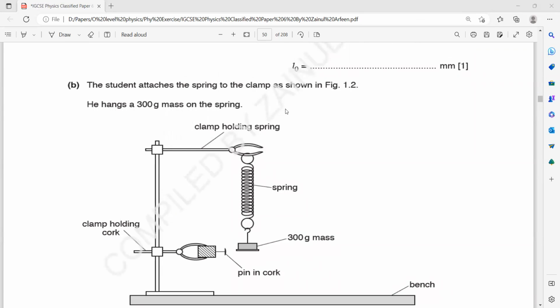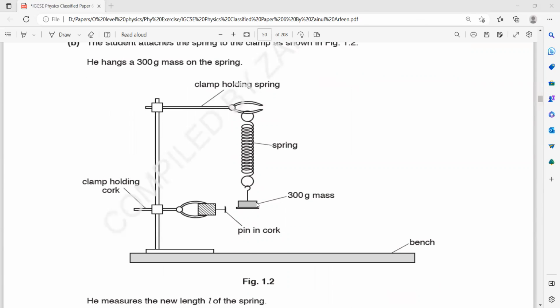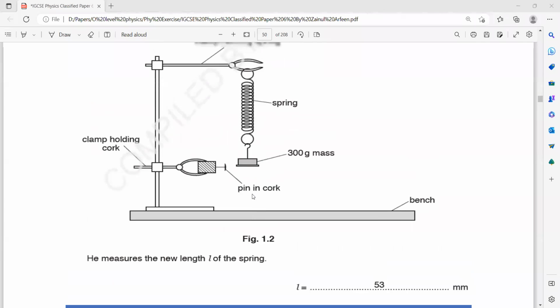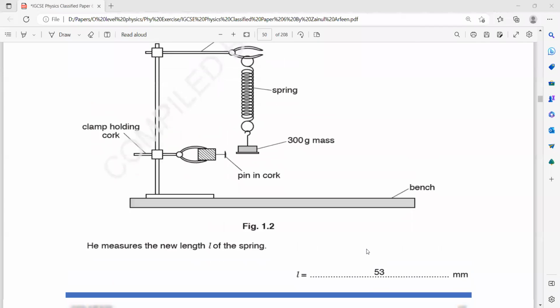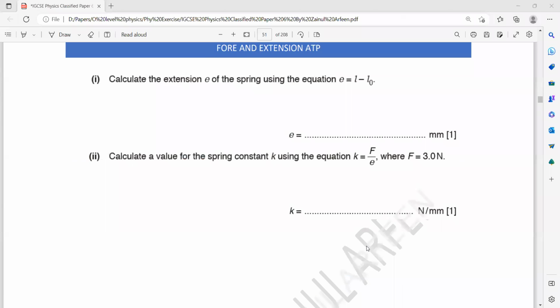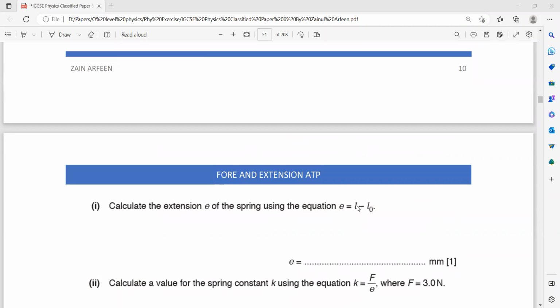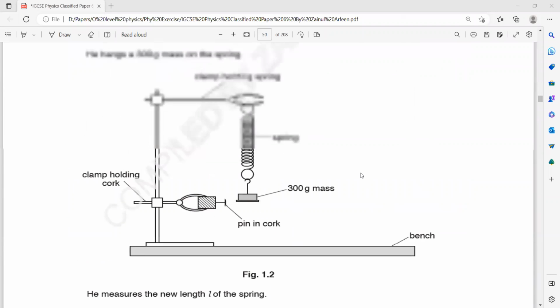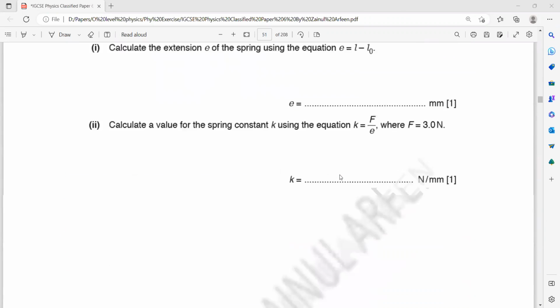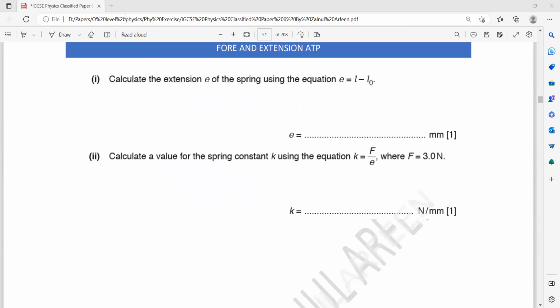Then the student attached the spring to the clamp as shown in figure 1.2 and hangs 300 gram. He measured the length, which is 53 millimeter. Then calculate the extension. How to calculate extension? For paper 6, you don't have to learn any formula. Extension is L minus L naught. L is 53 and L naught was 17. According to your value, it will work out. So for example, 53 minus 17, which equals 36 millimeter.